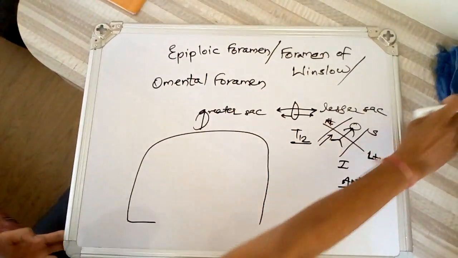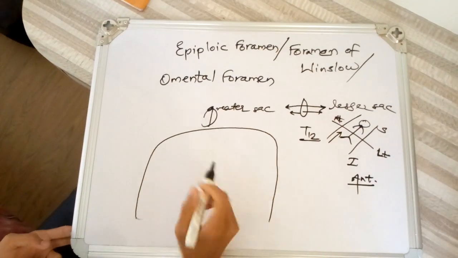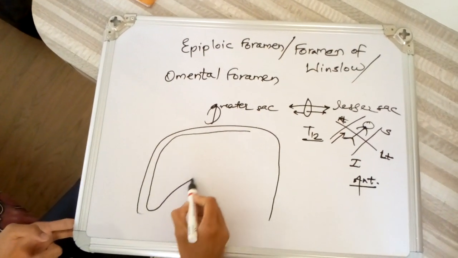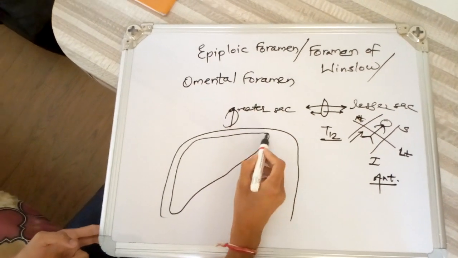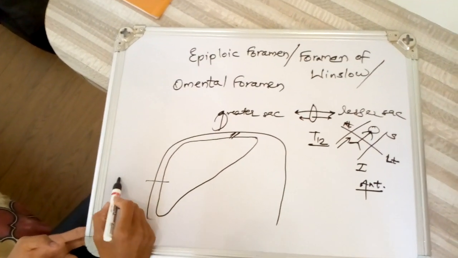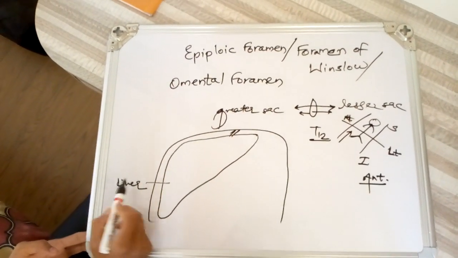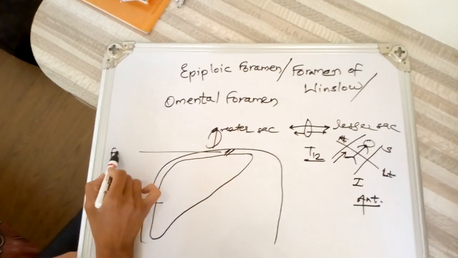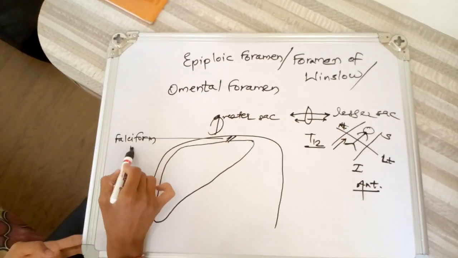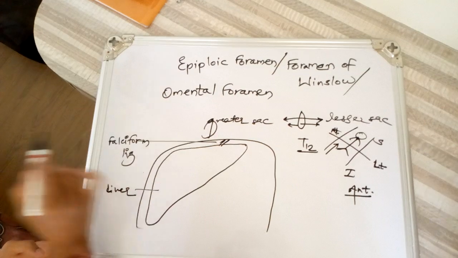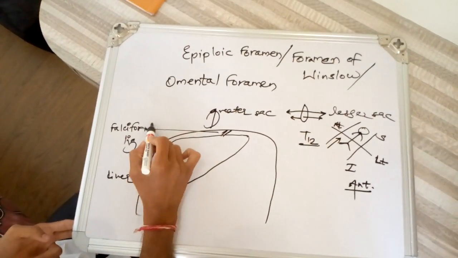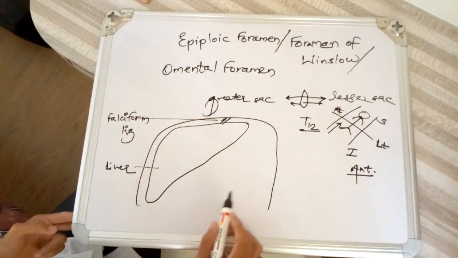Again I say, this is rough. Now here I draw a liver. This is roughly the falciform ligament. So this is the liver. This is the falciform ligament, which is a remnant of something. Again, this is a question: the falciform ligament is formed from what?